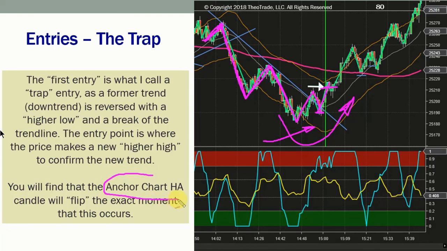Now the anchor chart, Heiken Ashi candle, will flip the exact moment that this occurs. So I have to anticipate this trade. And this is what's difficult for a lot of newer traders, is that you haven't gone through enough experience watching this to anticipate. You're more in reactive mode. You've more noticed the trade flipping somewhere up in this area here. Oh, it's going higher now. That's because you're not paying attention. You got to really pay attention.